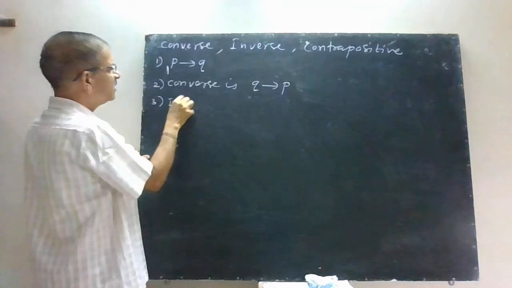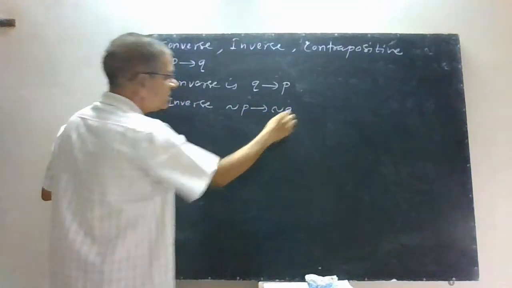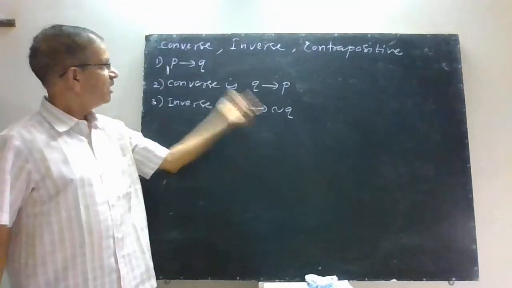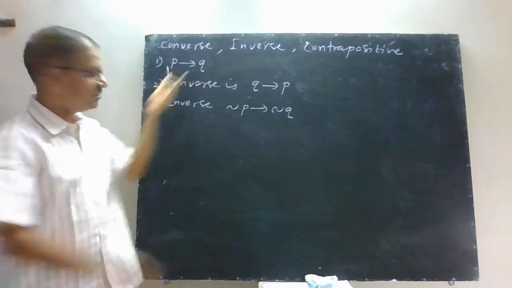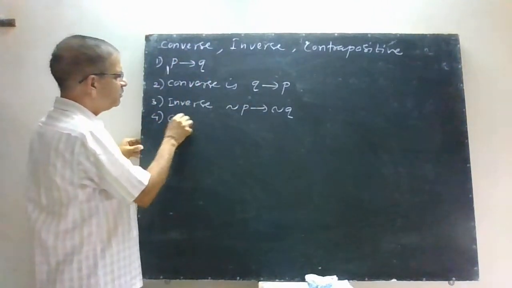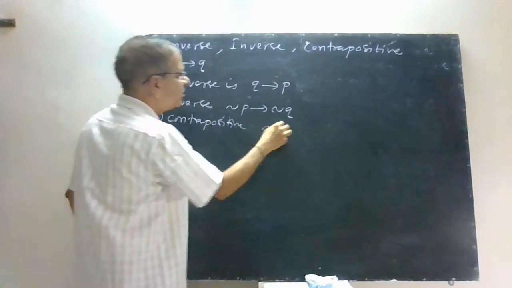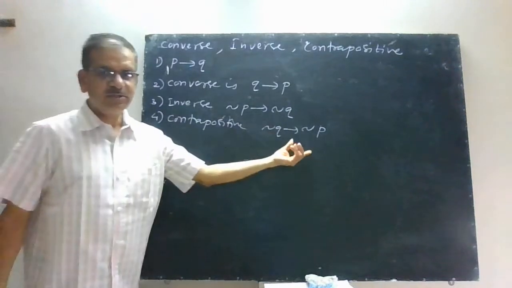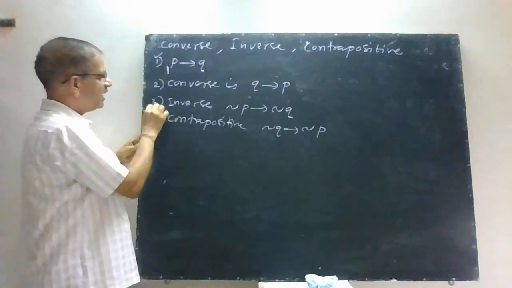Thirdly, inverse. It is negation P implies negation Q. This type of statement is called the inverse of the given statement. This is the converse of this statement, this is the inverse of this statement, and then contrapositive: negation Q implies negation P. This is called contrapositive.